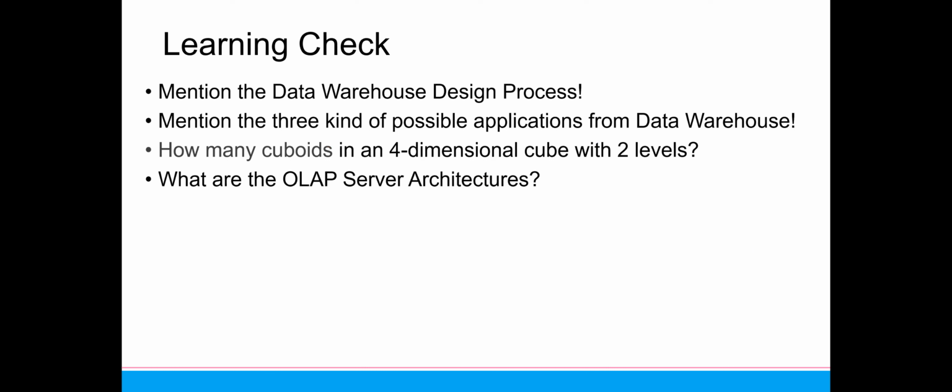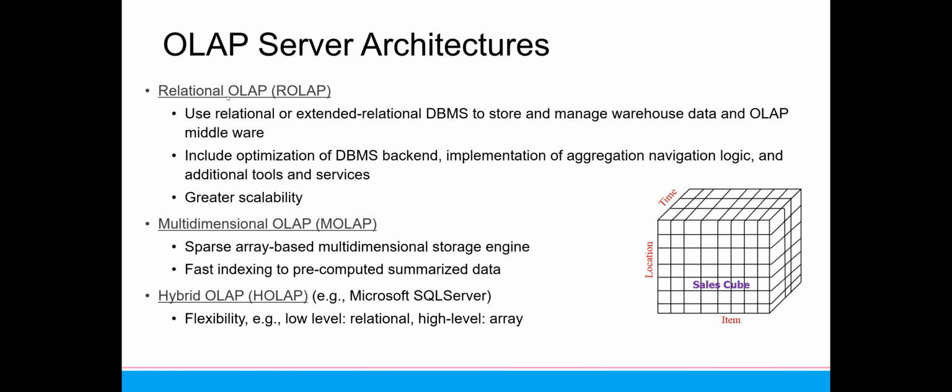How many cuboids in a 4-dimensional cube with 2 levels? Okay, so we have 2 levels plus 1. Okay, because we have 4 dimension, then you can just directly power of 4. So it is 3 power of 4. Then we have like 81 cuboids. Okay. What are the OLAP server architectures? Okay, you have the relational OLAP, multi-dimensional OLAP, and hybrid OLAP.